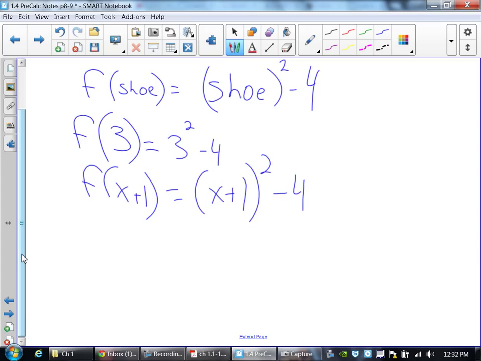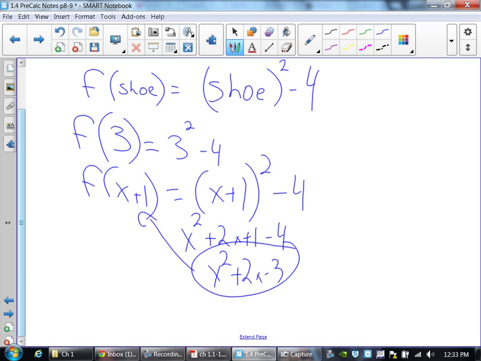Anyway, so for all intents and purposes, this is the same idea, but instead of having two variables, we have a variable and a number. I would still do the same thing where I would FOIL out x squared plus 2x plus 1 minus 4, and I get x squared plus 2x minus 3 would be my solution for that.